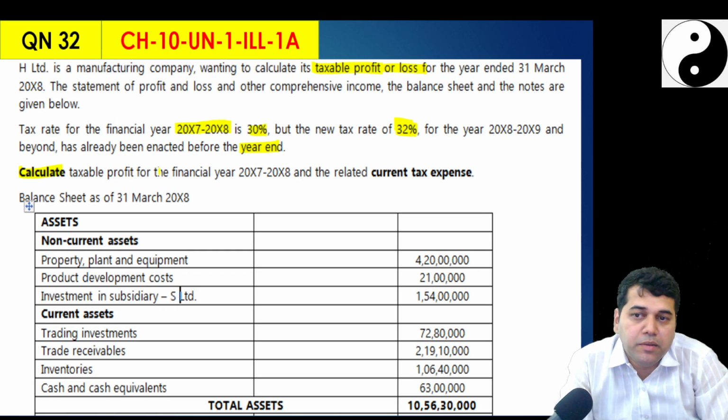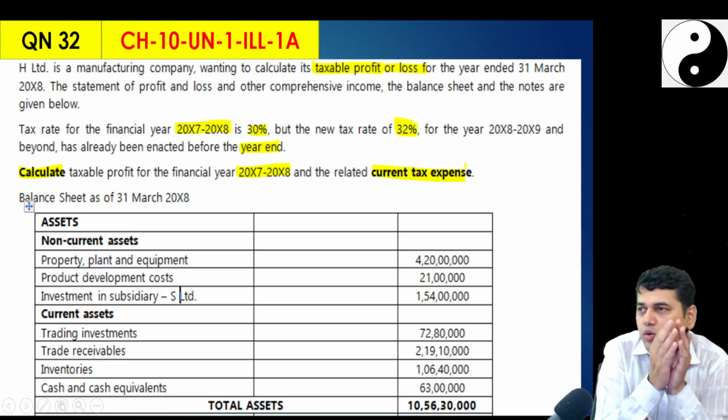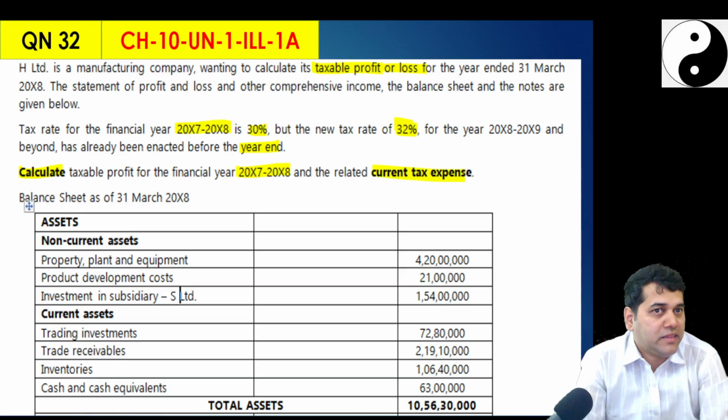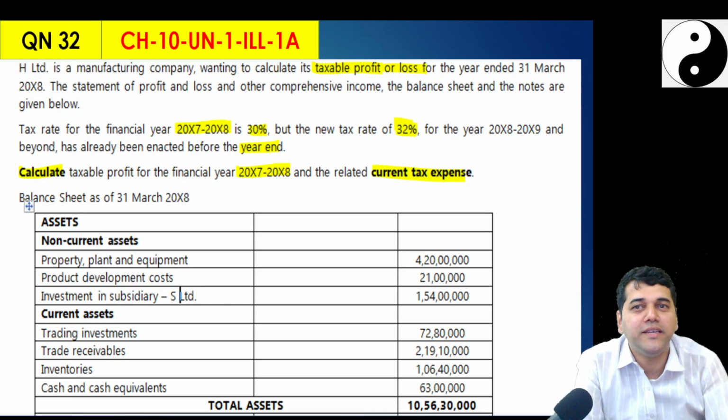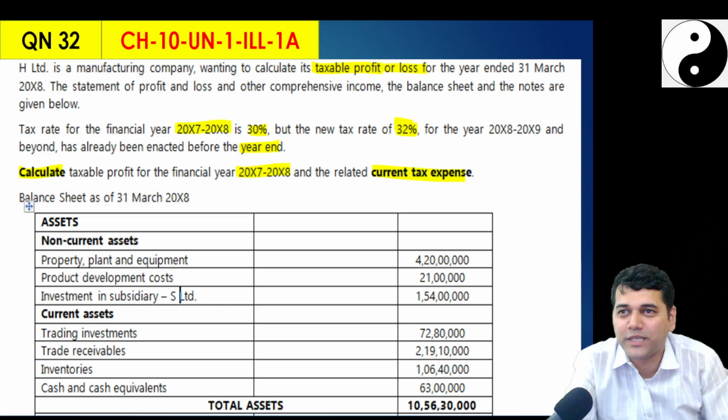Calculate the taxable profit for the year ended 2017-18 and current taxation. So we are going to speak only about current tax, nothing related to deferred tax. You should be able to solve this. Current tax, no? From your intermediate and articleship, you are doing taxes only. Anyhow, we'll do it together, no worry.